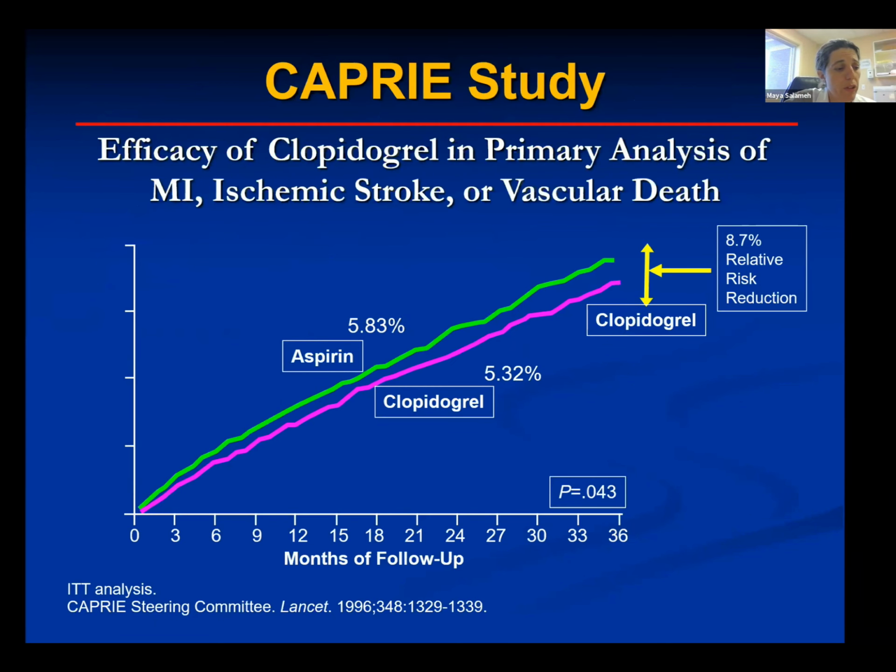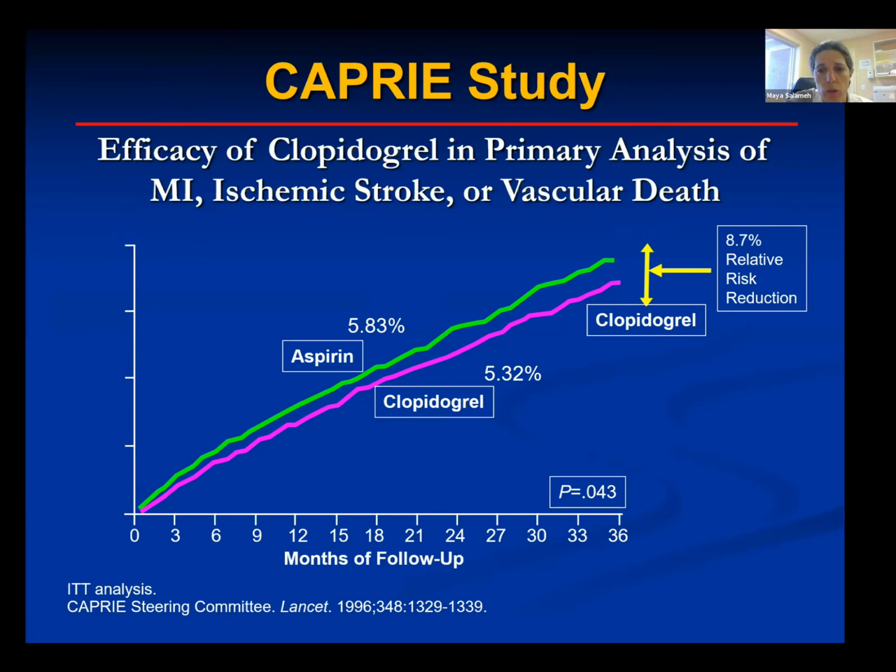Now, the CAPRIE study was a large cardiology trial. It was a randomized trial of over 19,000 patients who had had recent stroke, MI, or had symptomatic PAD. They were looking to assess the relative efficacy of clopidogrel versus aspirin in reducing the risk of a composite outcome, MI, ischemic stroke, or vascular death in these patients.